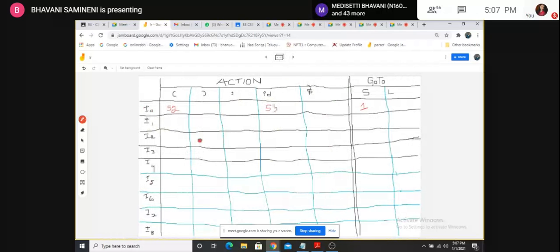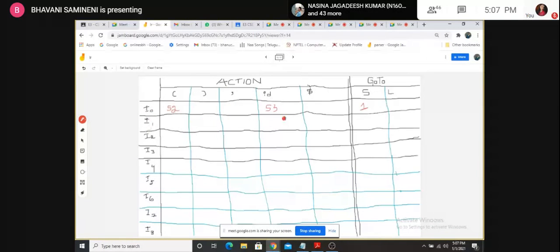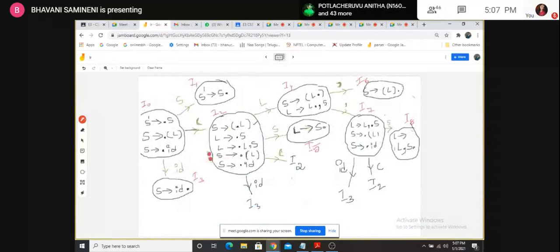Can I fill all? And corresponding to the I1 state, as this is the final acceptance state, corresponding to I1 and dollar, I have to fill it as the acceptance action. Next, I2 state. I think now you have an idea of what you have to do.